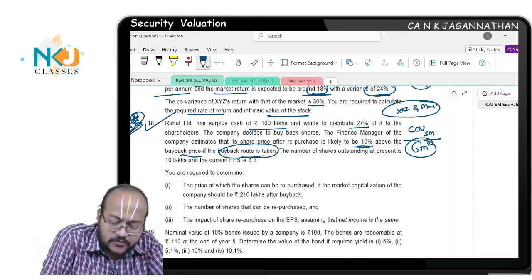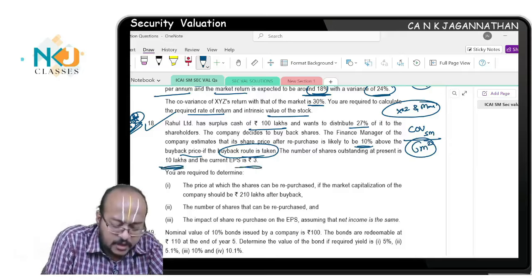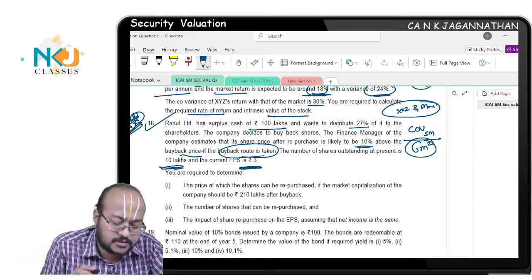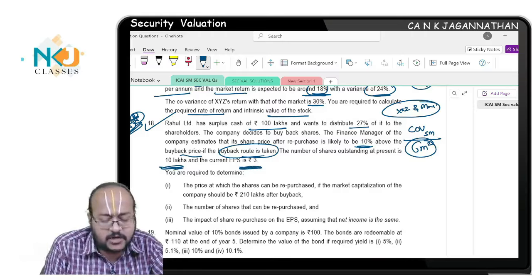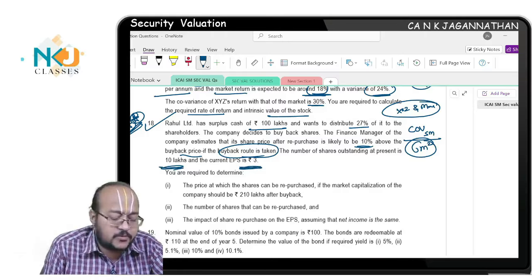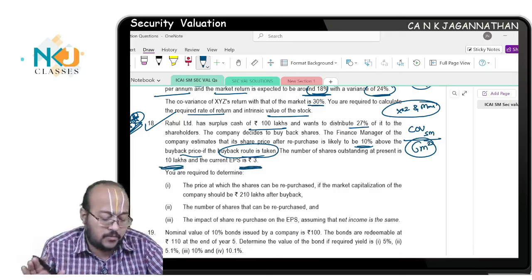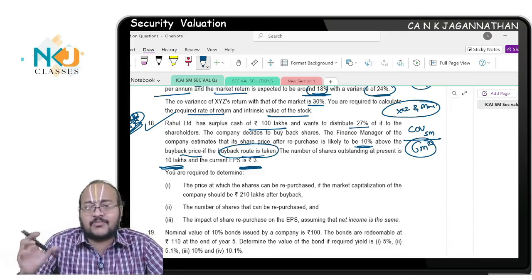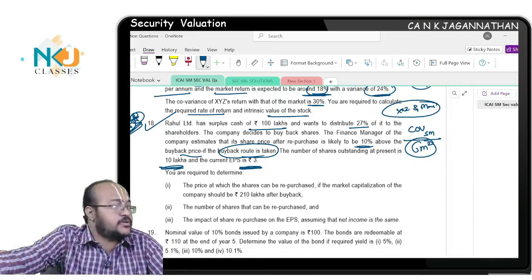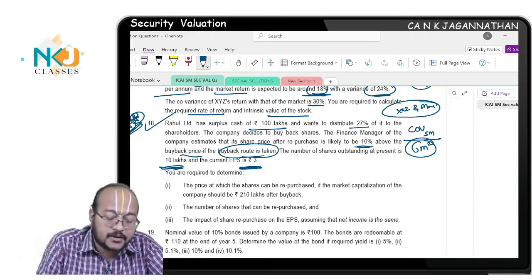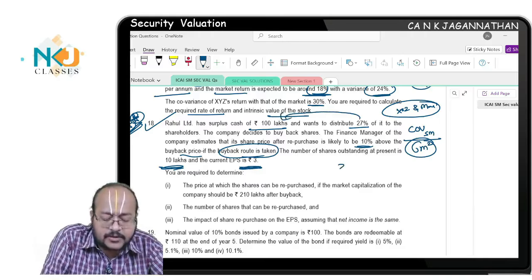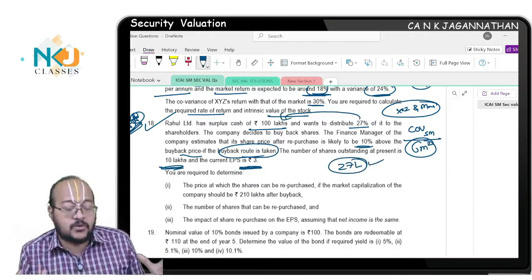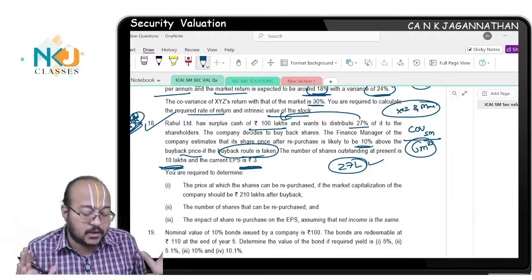That is to be understood. The number of shares outstanding at present is 10 lakhs, and current EPS is 3. This is the data that has been given. Surplus cash available is 100 lakhs. Okay, 27% means 27 lakhs is being distributed as buyback. See, the company can either distribute a dividend or buy back. Buyback is also nothing but distributing the surplus cash to the shareholders. Here they are intending to distribute 27% of 100 lakhs, so 27 lakhs is the amount to be bought back. Okay, the value of the shares to be bought back is 27 lakhs, correct?